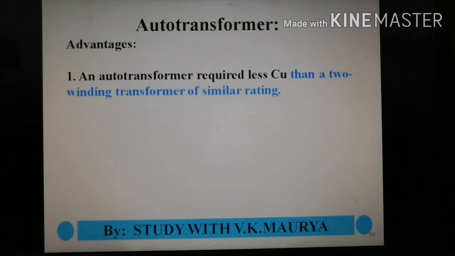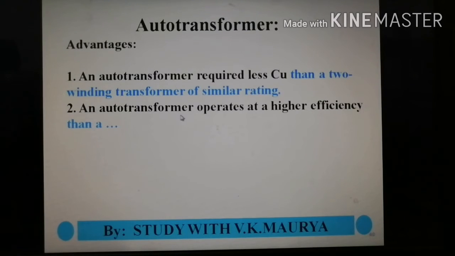Now see the advantages of auto transformer. Number one, an auto transformer requires less copper than a two winding transformer of the same rating. Why is it so? Because in an auto transformer there is a single winding, right? There is no need of another winding. That's why less copper is required.